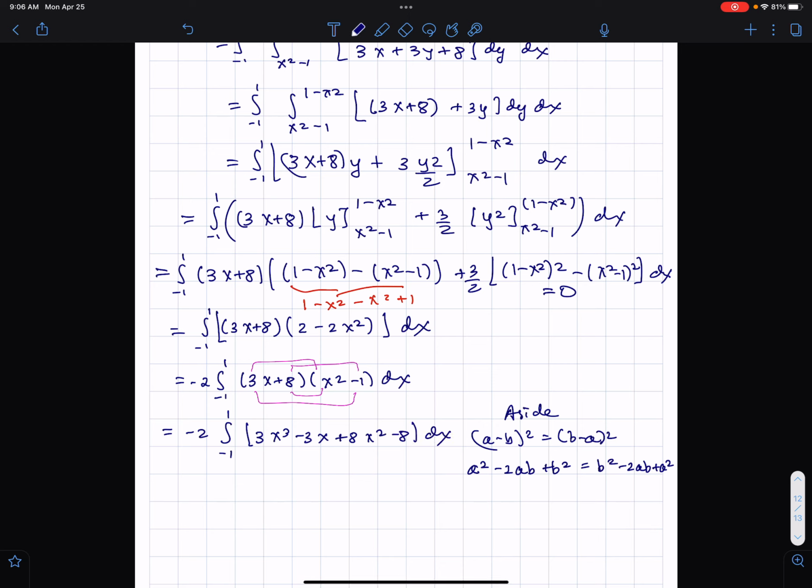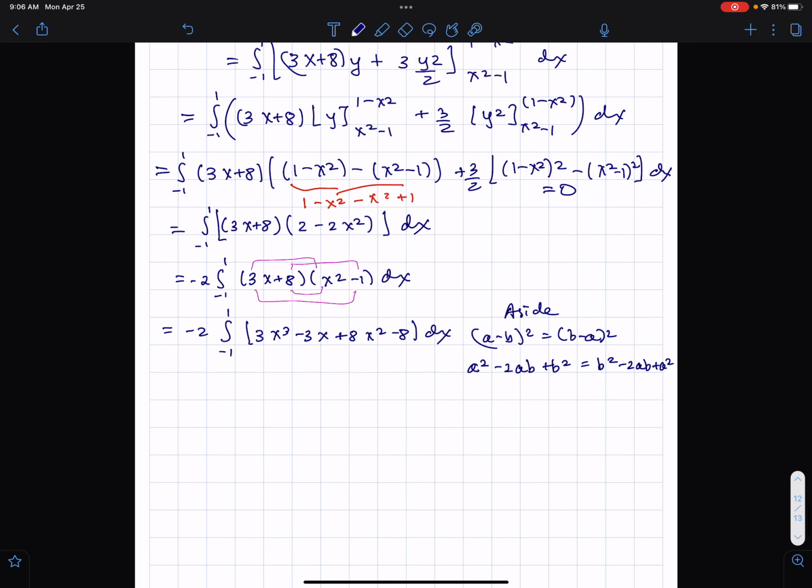Any comments about that so far? Okay, I would like to point out that some of those functions are even functions and some of them are odd. If I group the even functions, well, what can I do with that? And I group the odds.